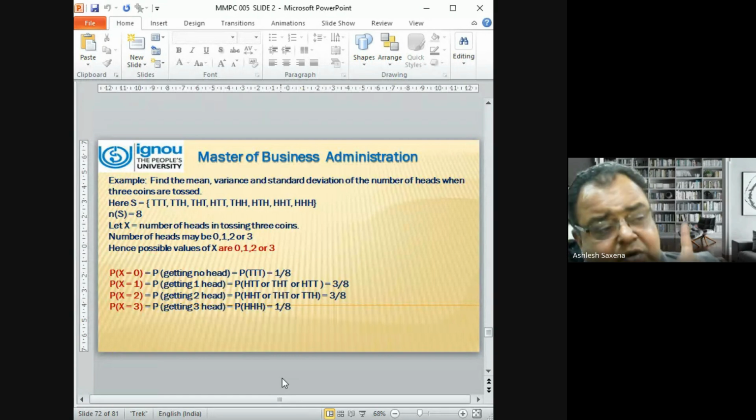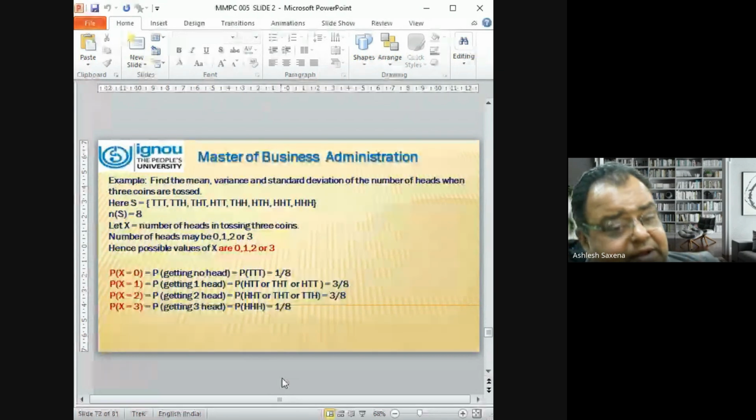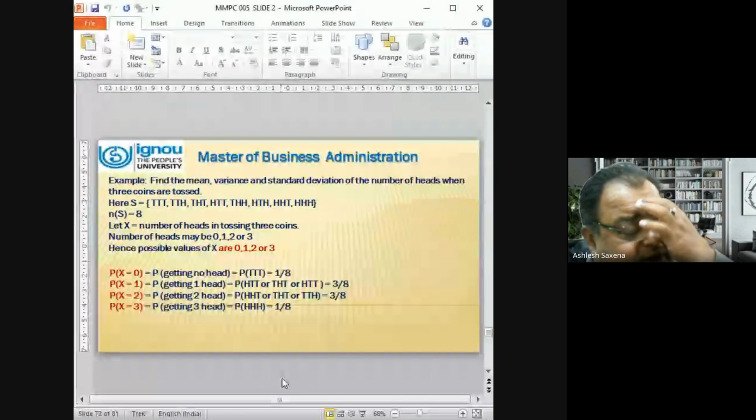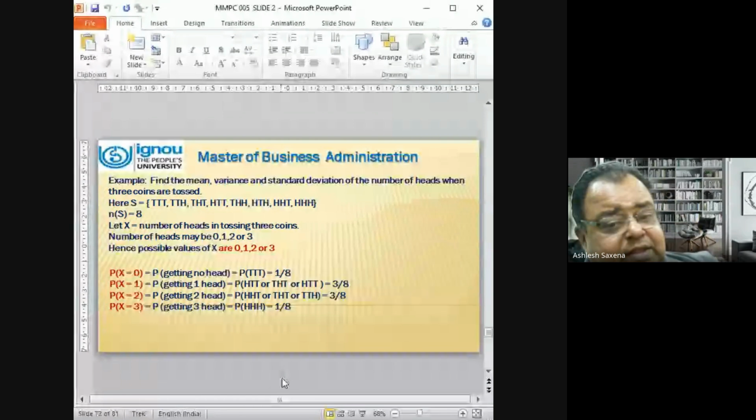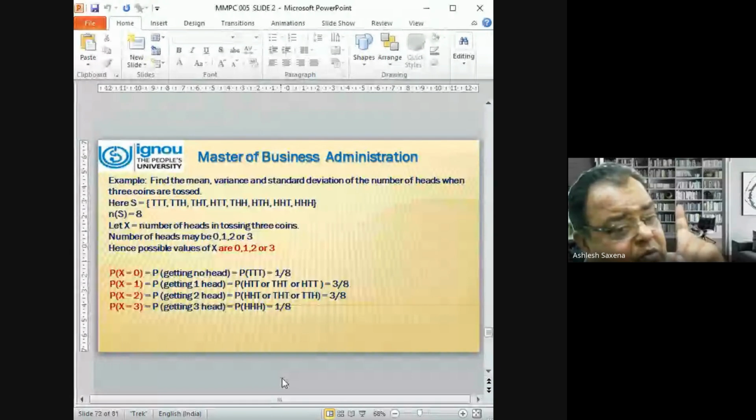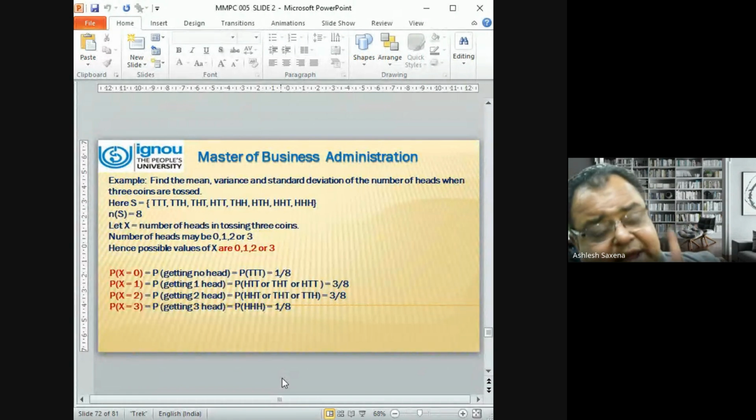If you have one head, go back to the sample space, you will see that it is HTT, THT, and TTH. That means there are three cases out of 8 where we are getting one head. If we are getting two heads, again it is 3. That means its probability will be 3 by 8. And for x equal to 3, that means all three heads, that will be 1 by 8.